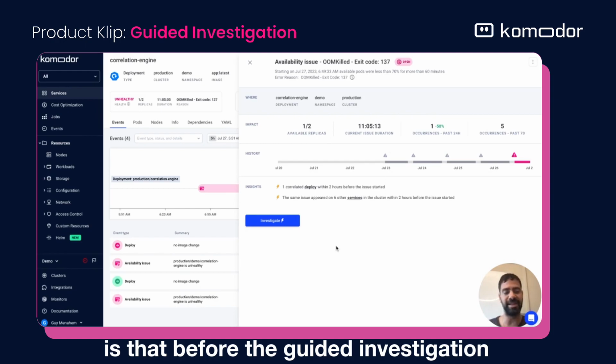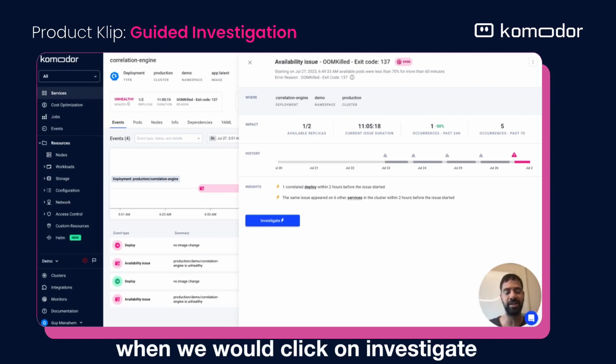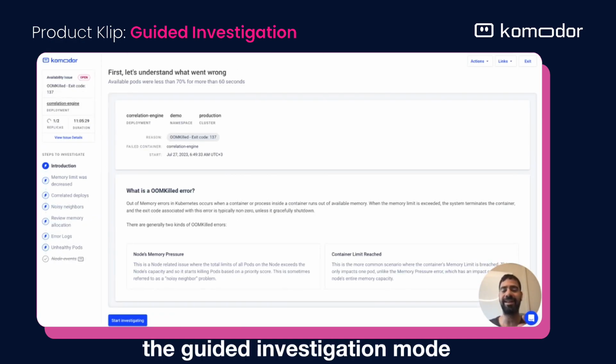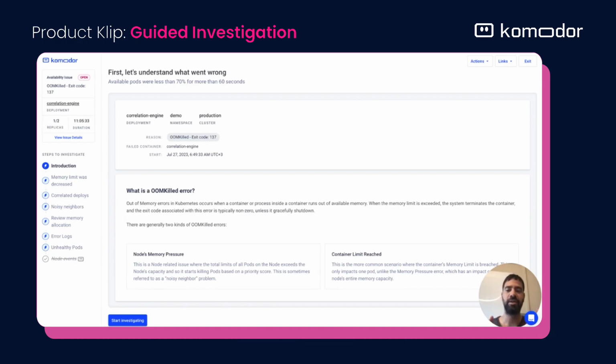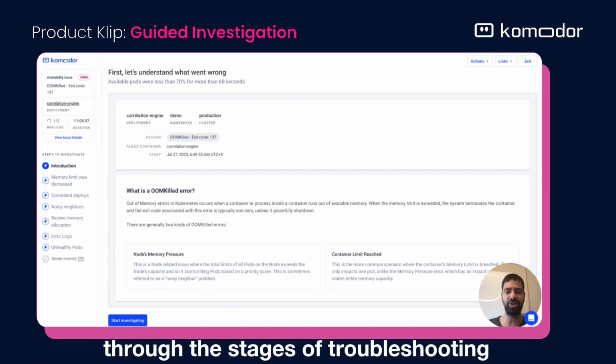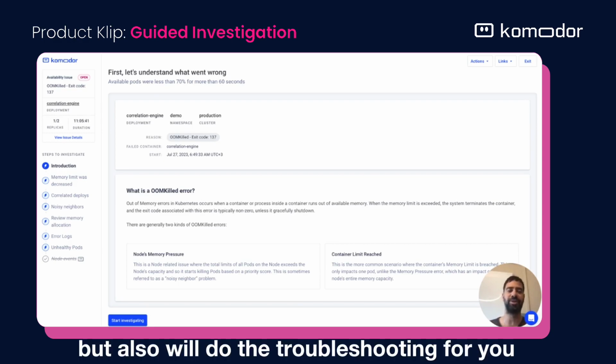So what is different is that before the guided investigation, when we would click on investigate, we moved into some data, that's very raw data. And from now on, when we click on investigate, Commodore will take us into the guided investigation mode. In the guided investigation, you get a wizard that will walk you through the stages of troubleshooting, but also will do the troubleshooting for you.